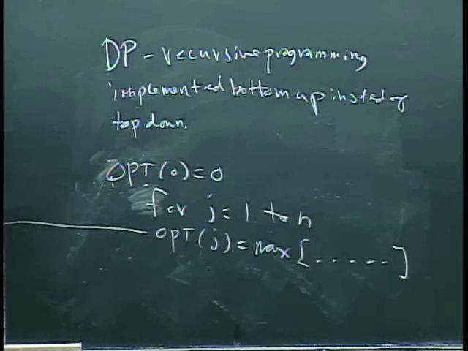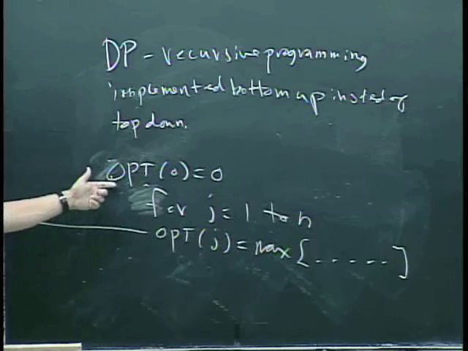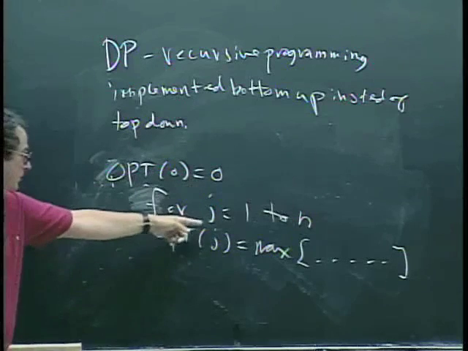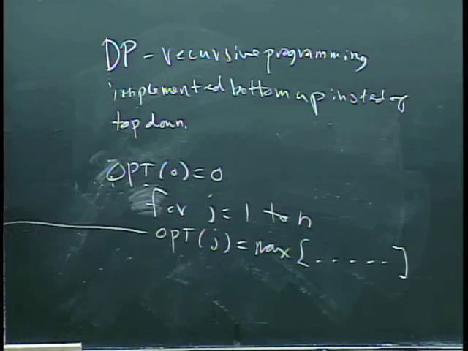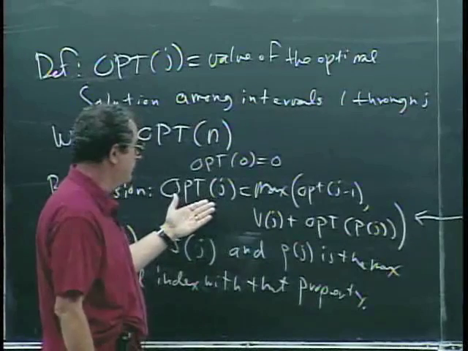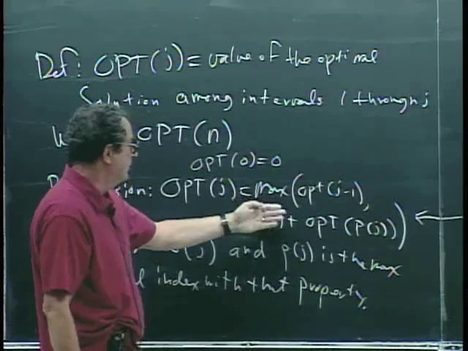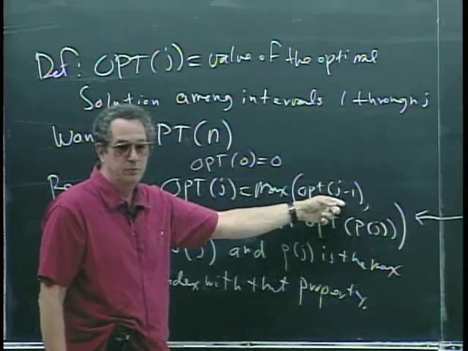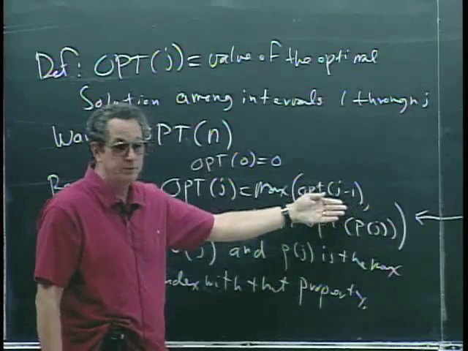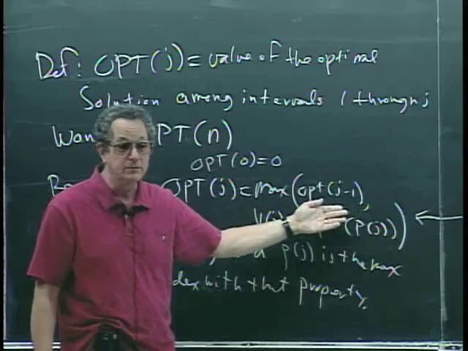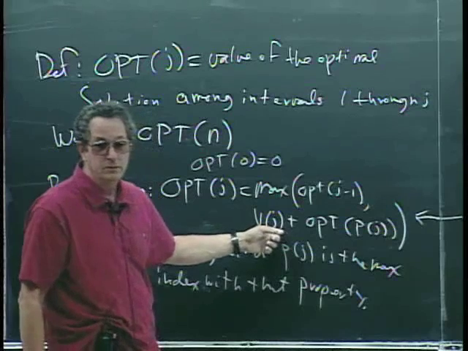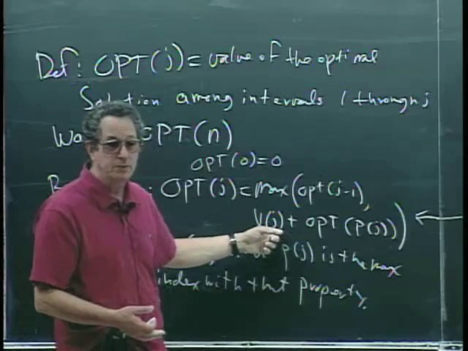And the point is that opt of 0 equals 0. We're ready to compute that. We can compute that at the very beginning. Then you want to compute opt of 1. Well, if you look at the recursion over here, what do you need to be able to compute opt of 1? According to the recursion, you need opt of 0. Now j is equal to 1, so 1 minus 1 is 0. You need opt of 0, and you have it. And you need v of 1, which is part of the input to the problem, so you have that.